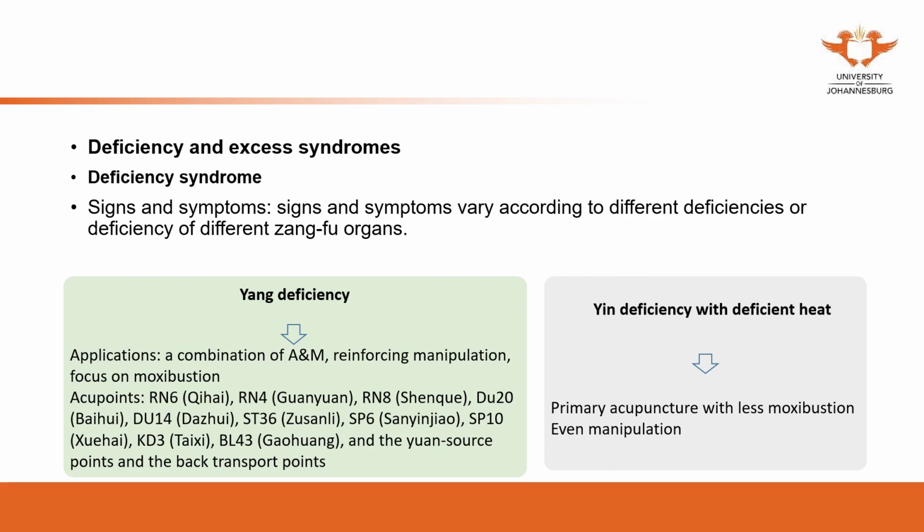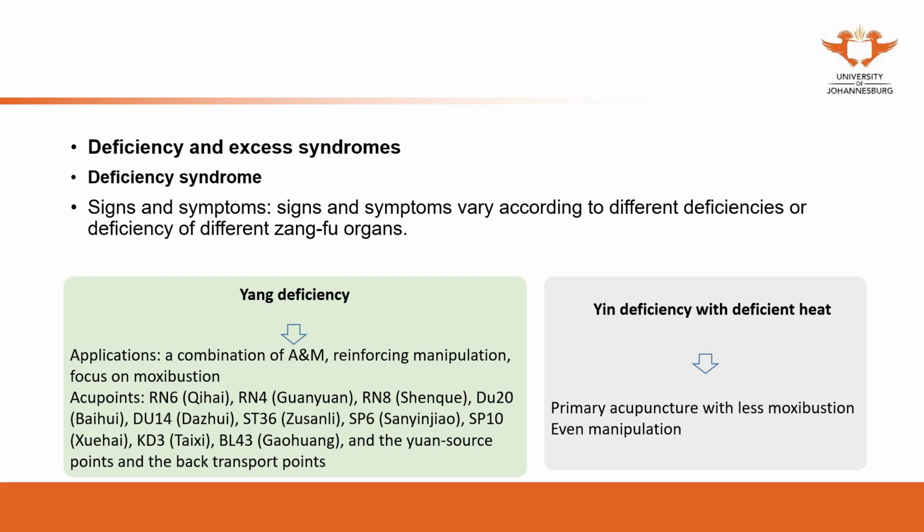For reducing, on Du 14, we can use acupuncture. We can use the three-edged needle to prick and cause bleeding, which can relieve the heat, reducing. But now we use reinforcing. To tonify the yang qi of the body, we're going to use acupuncture accompanied with moxibustion, or even moxibustion only.